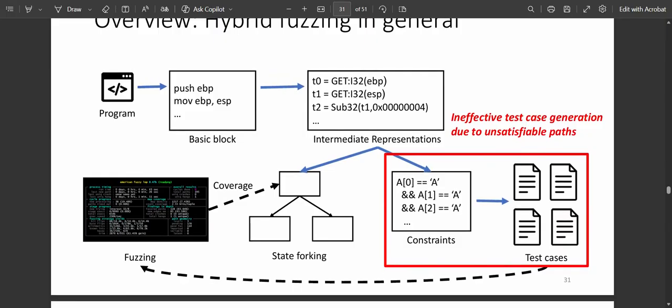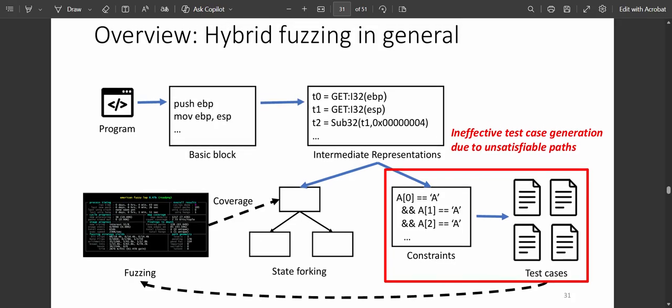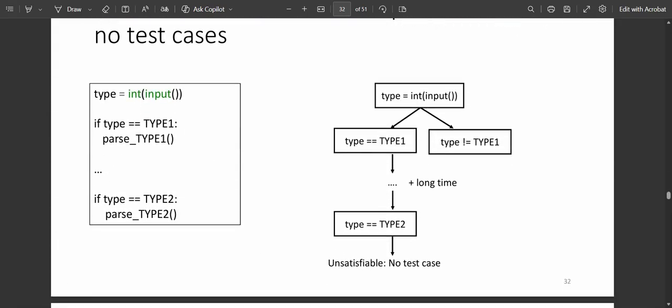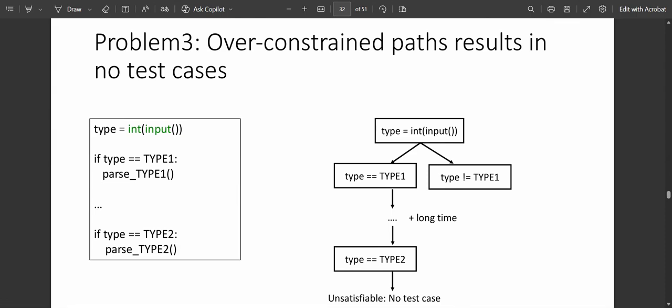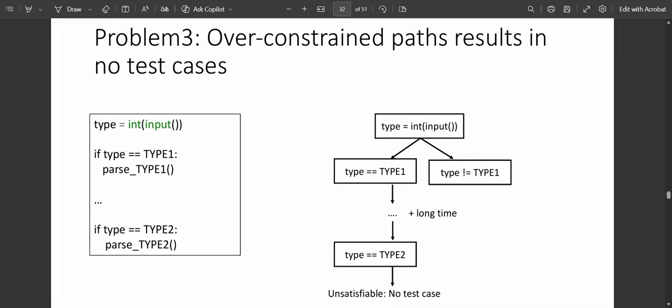And here we have a problem with the test cases and constraints as well, because constraints push and create the test cases, which is ineffective test case generation due to unsatisfied paths, and also it is not effective. This is the thing you can see on the screen, where the whole process of how it is being processed is going to take a longer time and you don't get the test cases. So this is the problem that we have.